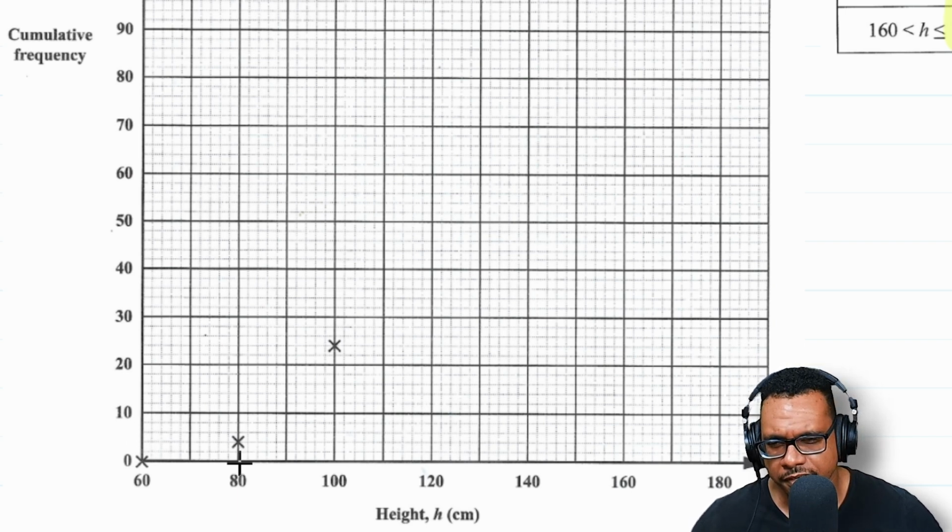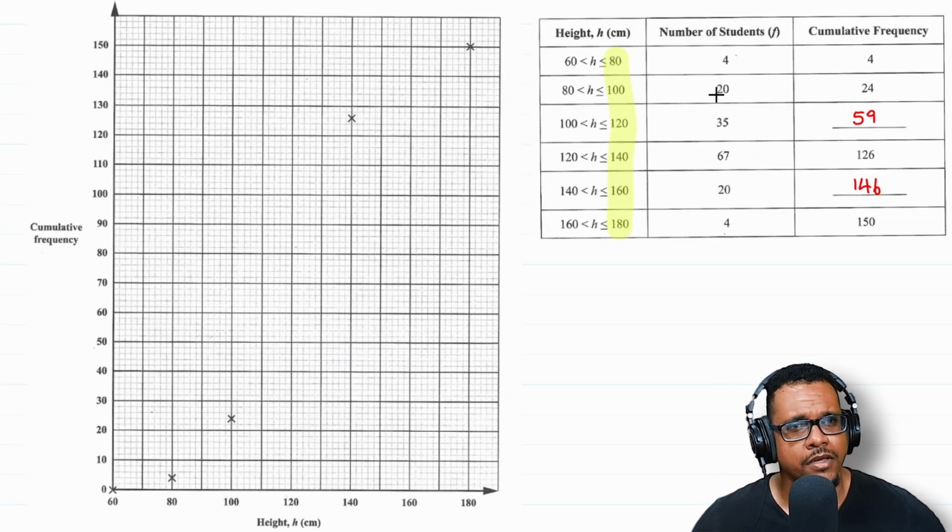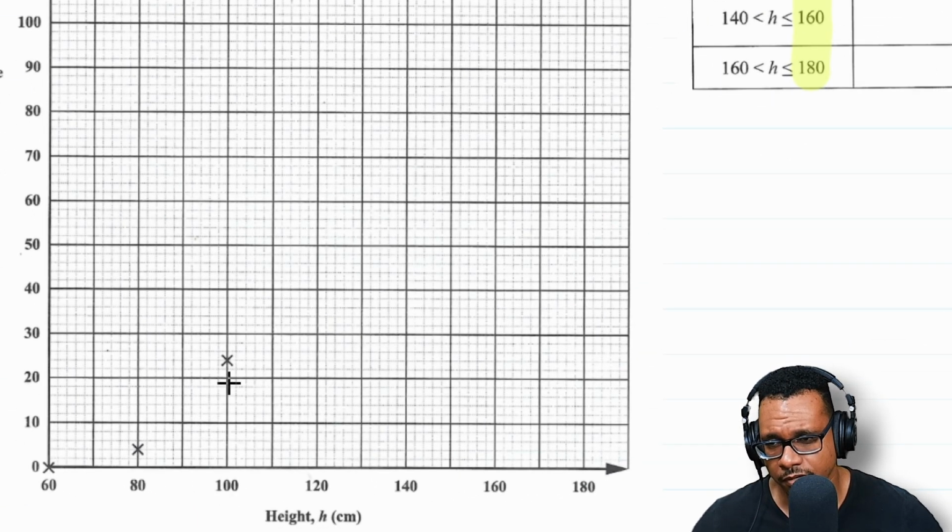So therefore, if we count from here, the first little block is 2, and the second little block is 4. So you're seeing that we plot 80 on the x with 4 on the y. Now, if you come here, we're plotting 100 with 24. So 100 on the x with 24 on the y. So this is your 100 on the x, and if you come up here, this is 20. So 22, 24. See, that's correct.